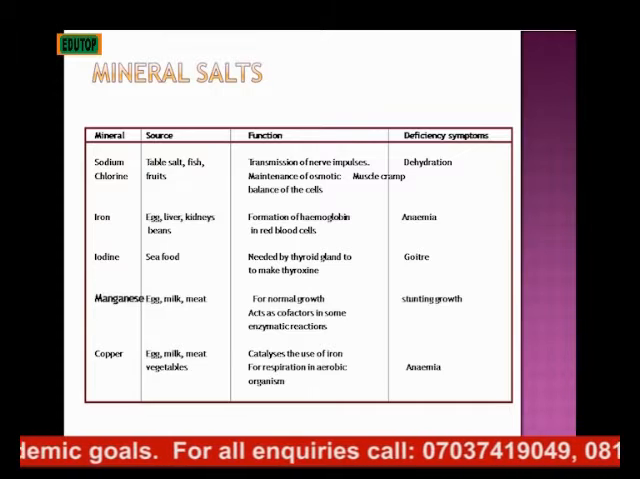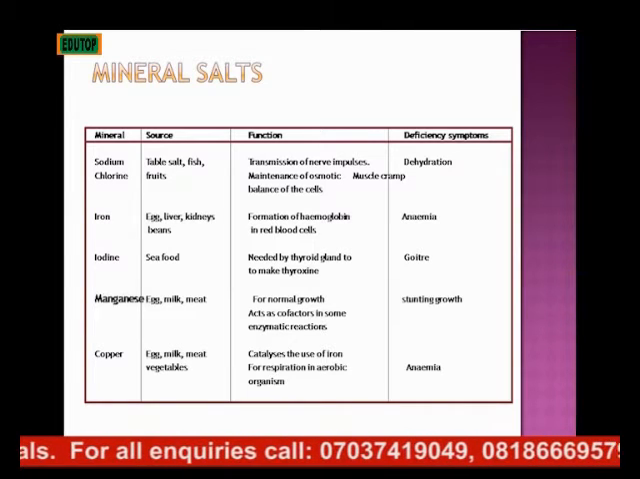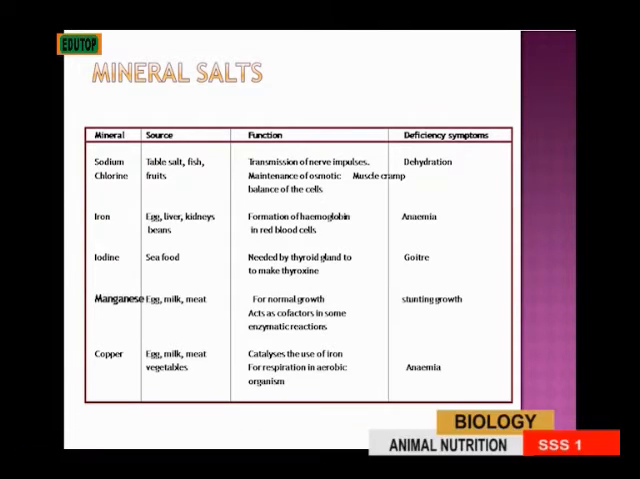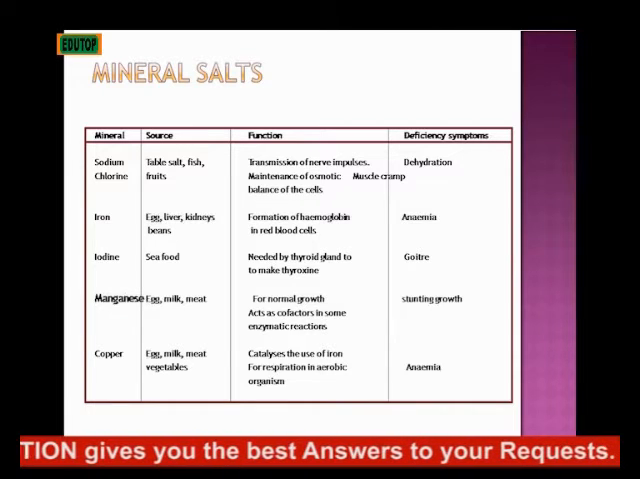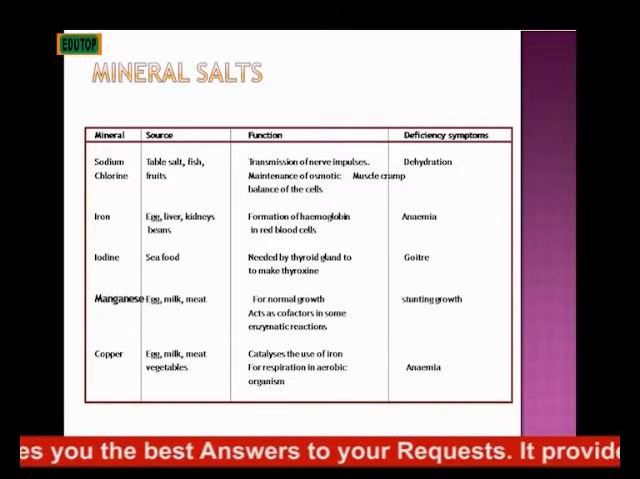Sources of manganese, you have egg, meat, and milk. It is responsible for normal growth. It acts as cofactors in some enzymatic reaction. Then deficiency of manganese is stunted growth.